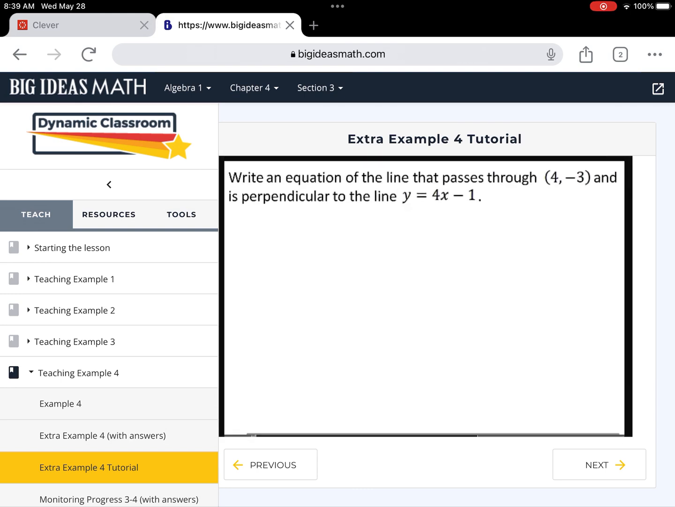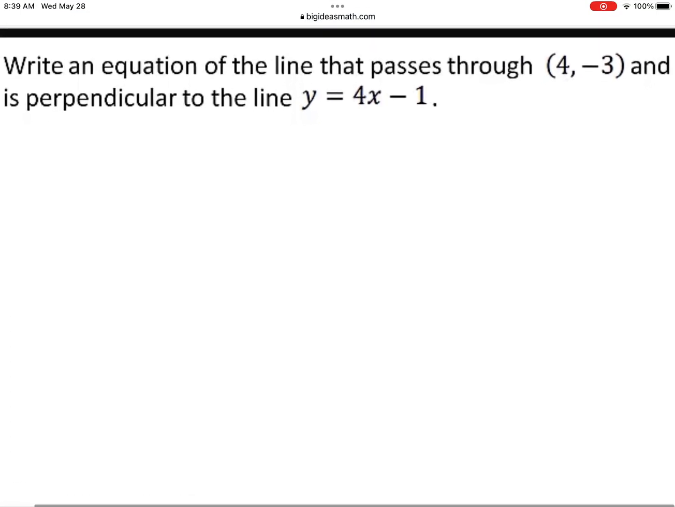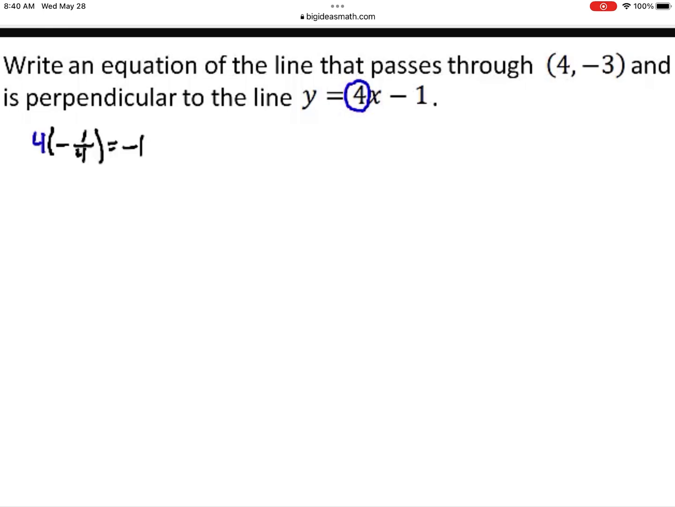Write an equation of the line that passes through 4, negative 3 and is perpendicular to the line y equals 4x minus 1. First, find the slope of the perpendicular line. The graph of the given equation has a slope of 4. 4 times negative 1/4 is negative 1. So because the slopes of perpendicular lines are negative reciprocals, the slope of the perpendicular line that passes through 4, negative 3 is negative 1/4.